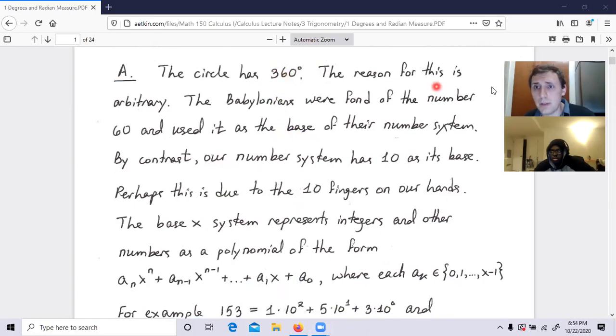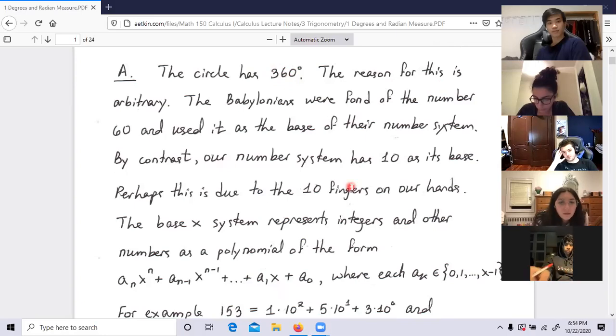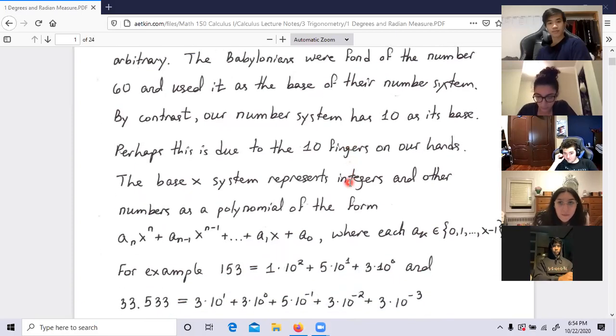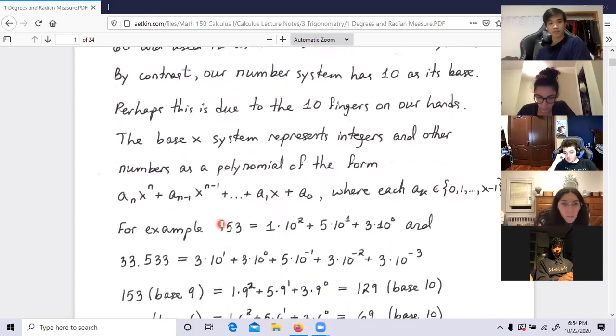The Babylonian number system is base 60. The number system you are used to is base 10. And what's that base thing? Let's look at the example 153. What's 153? It's 1 times 10 to the power of 2 plus 5 times 10 to the power of 1 plus 3 times 10 to the power of 0. Does it make sense? So here is base 10.